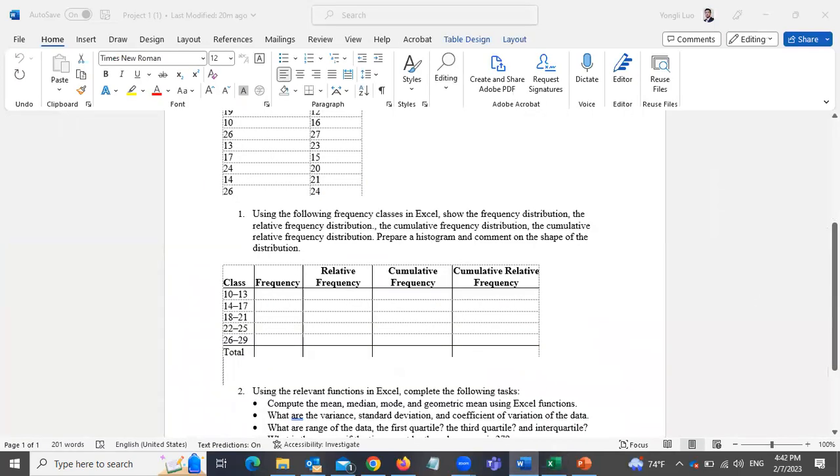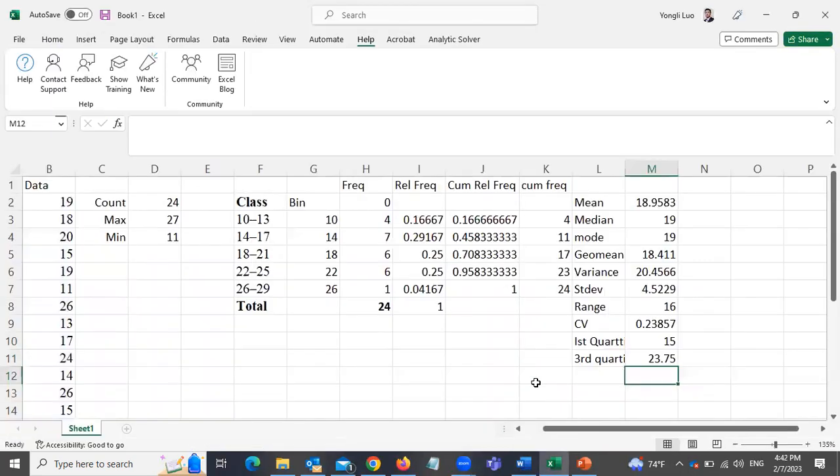Mine is frozen, but you know the first quartile, third quartile, interquartile. Do you know how to get the interquartile? The third quartile minus the first quartile. So I stop here, and then I give you guys the quiz for this chapter 2. The interquartile is the third minus the first.